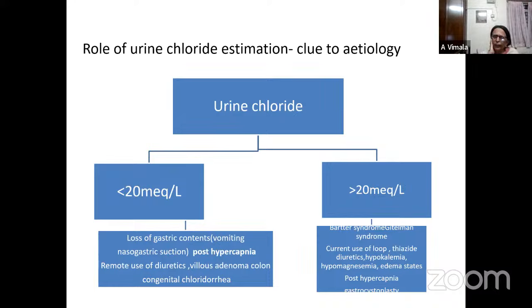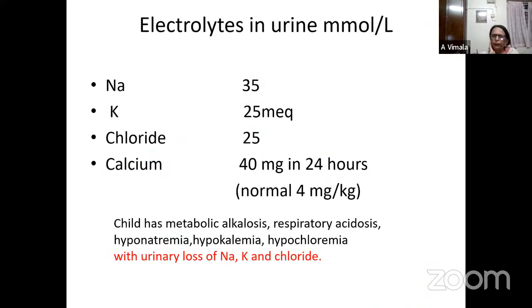So if you look at the chloride, we discussed what are the various causes. Less than 20, we are more towards GI tract. More than 20, we are considering kidney as a culprit, in addition to post-hypercapnic metabolic alkalosis. This child has a urine sodium of 35, potassium of 25, chloride of 25, calcium of 40 milligram. That is, the child has a metabolic alkalosis with urine chloride more than 20, with a respiratory acidosis, hyponatremia, hypokalemia, hypochloremia, with a urine loss of sodium and potassium and chloride.